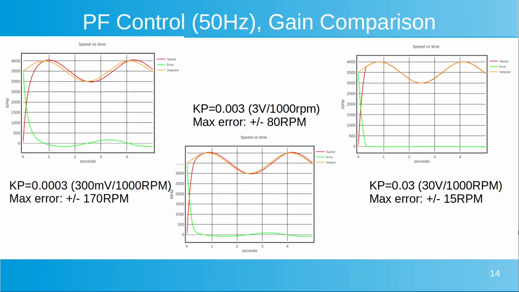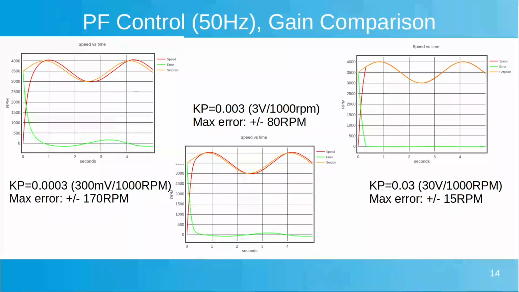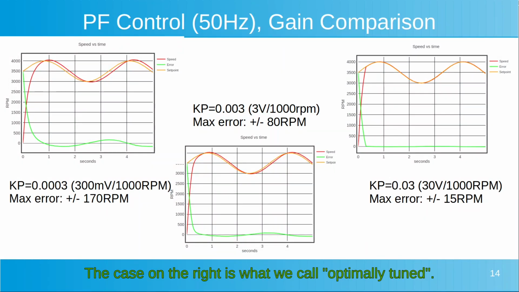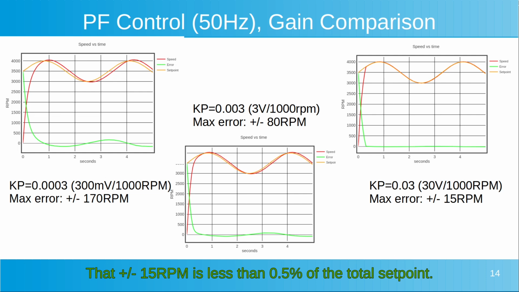Let's explore the effect of gain on the controller. In the center, we have the arbitrarily chosen gain from before, on the left, an order of magnitude smaller, and on the right, an order of magnitude higher. You can see that the gain has a profound effect on how closely the process variable follows the set point. The case on the right is what we call optimally tuned, because the maximum error is so small that it barely makes a difference in the overall set point. If you think about it, that plus or minus 15 RPM is less than 0.5% of the total set point.